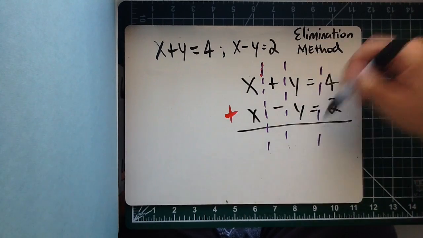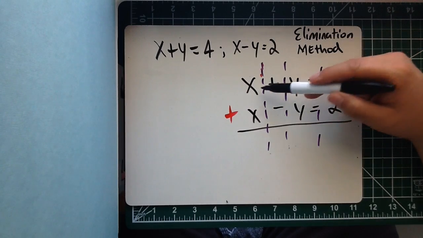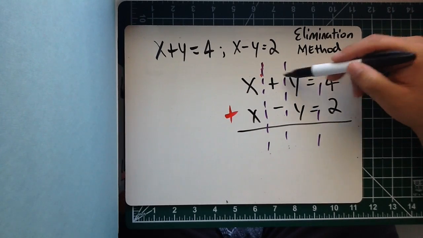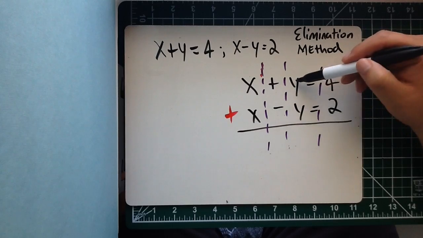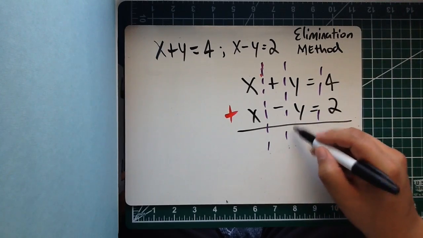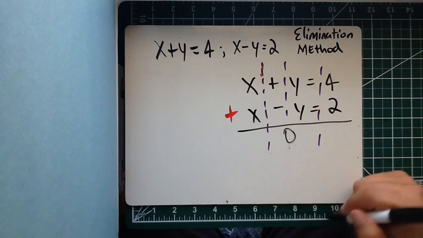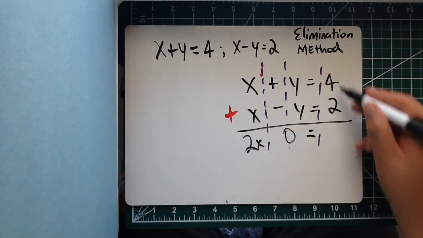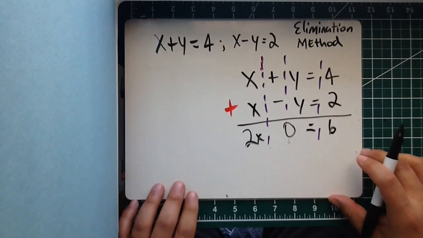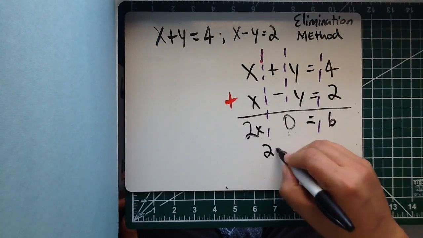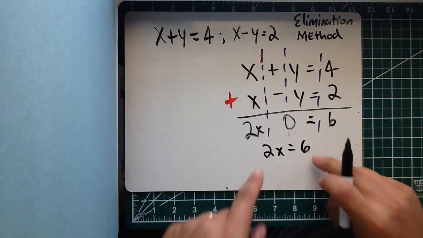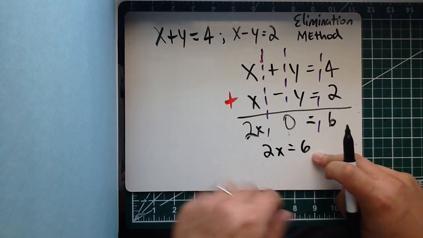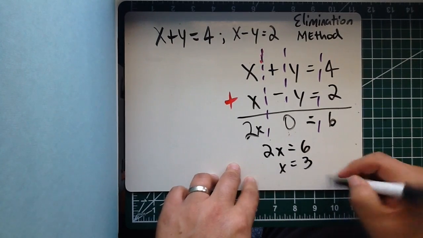So, the key here is we want to eliminate one of these variables. And luckily, if I add positive 1y with negative 1y, I'm left with 0. And here I'm left with 2x equals, this would be 6. And I rewrite this equation as this. Now from here, I solve for x equals 3.